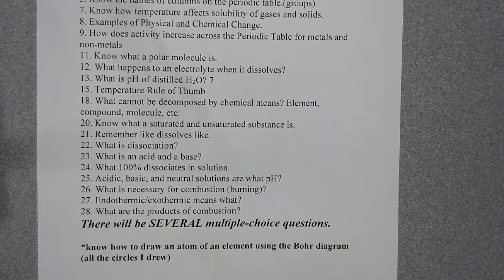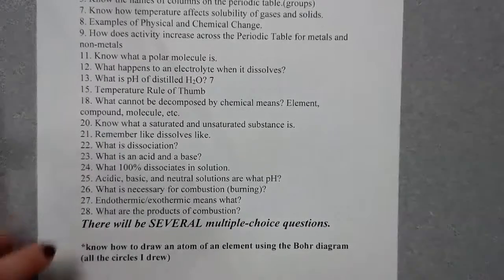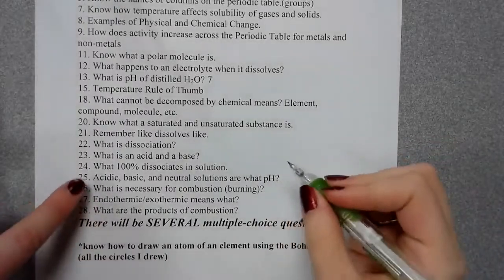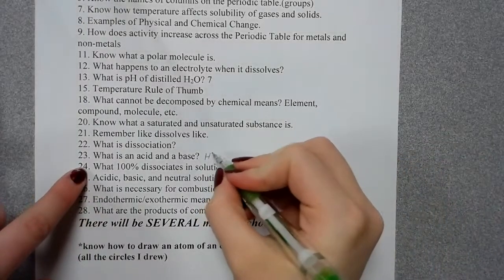What is an acid and what is a base? The way to sort that out is, an acid is H plus and a base is OH minus. So where is that at? Plus.